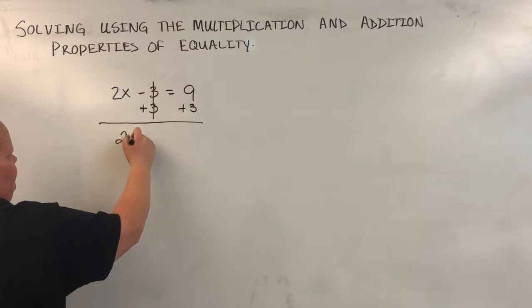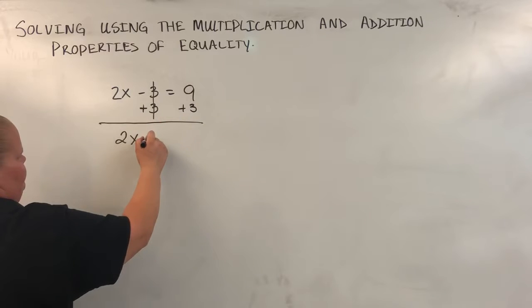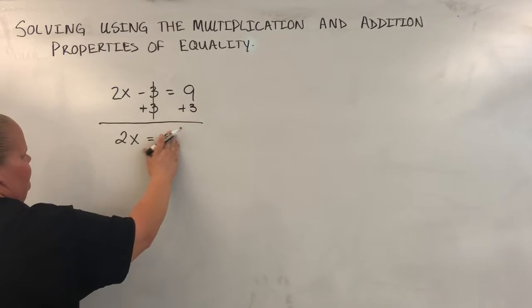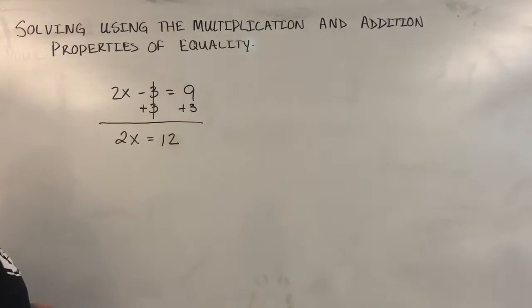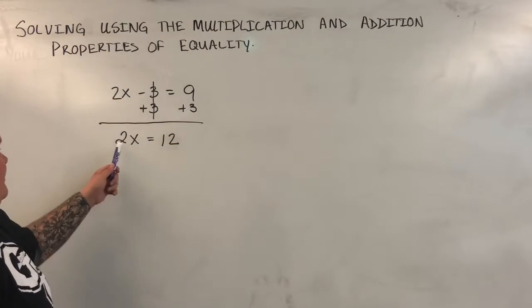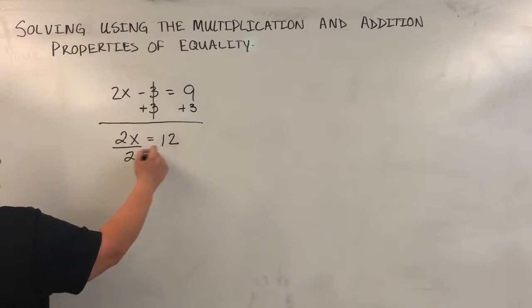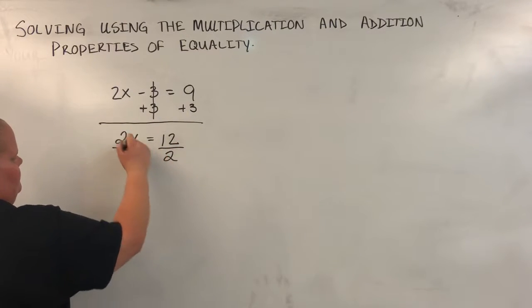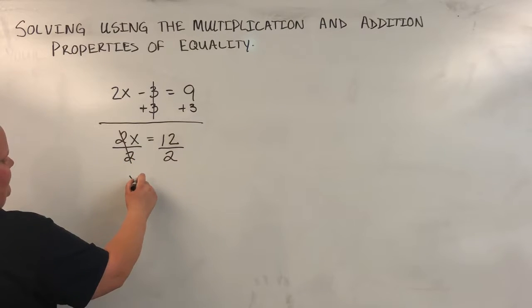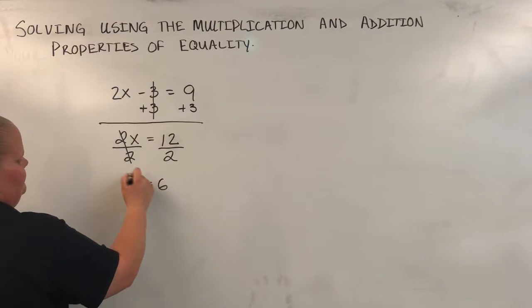On this side, I'm still left with 2x. The other side, I have 9 plus 3, which is 12. Now to solve for x, I'm going to get rid of this 2 by dividing both sides of the equation by 2. These are going to cancel, and I have x equals 6.